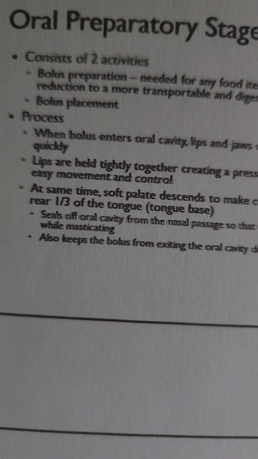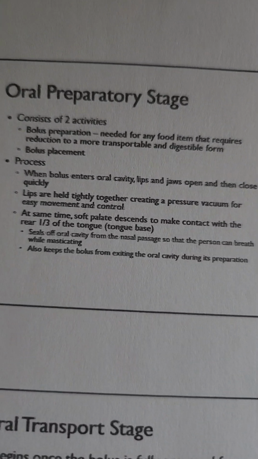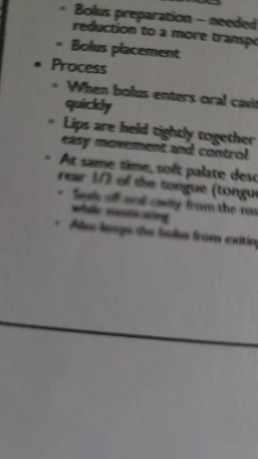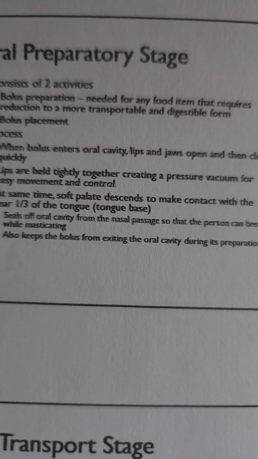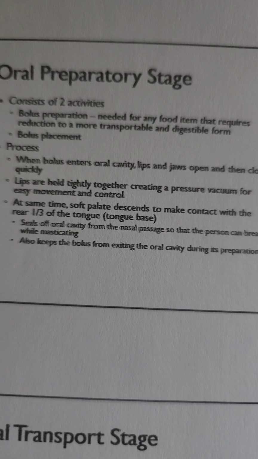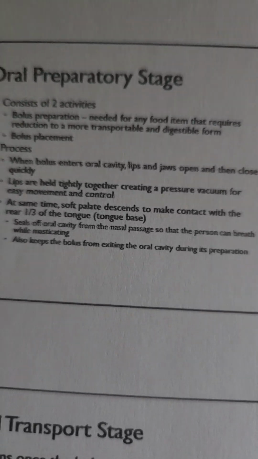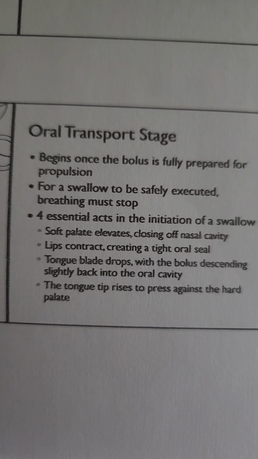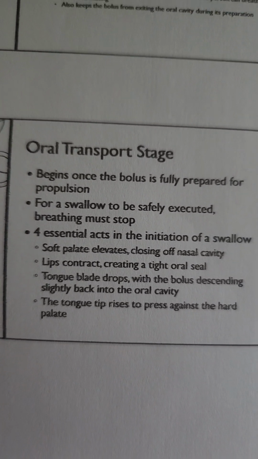At the same time, the soft palate descends to make contact with the rear of the tongue. The tongue base seals off the oral cavity from the nasal passage so that the person can breathe while masticating. It also keeps the bolus from exiting the oral cavity during its preparation. The oral transport stage begins once the bolus is fully prepared for propulsion. For the swallow, it must be safely executed.